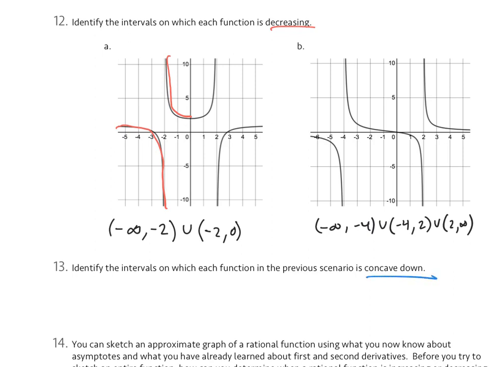Well, let's look at this part here. That's concave down. That's part of a frown. This is concave up, part of a smile. Concave down. So we want to put these two regions as being concave down, right here and right here. That's negative infinity to negative 2, and positive 2 all the way to infinity. That's part A. Part B.